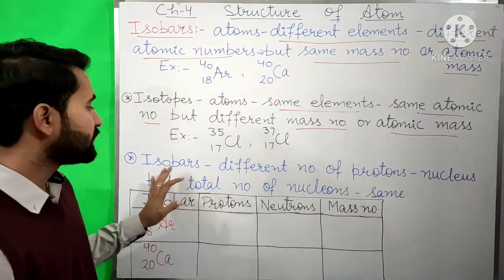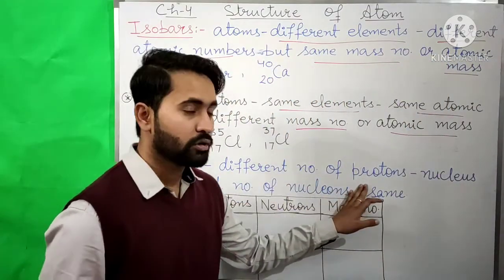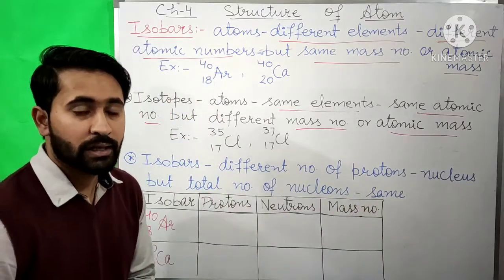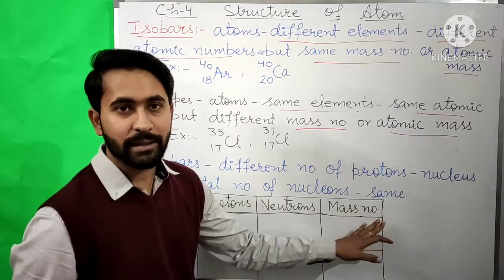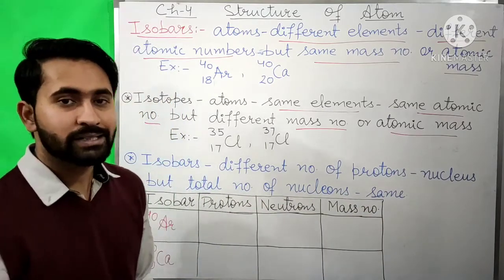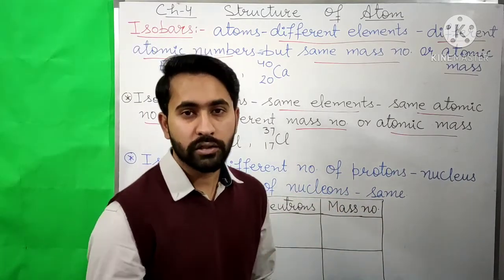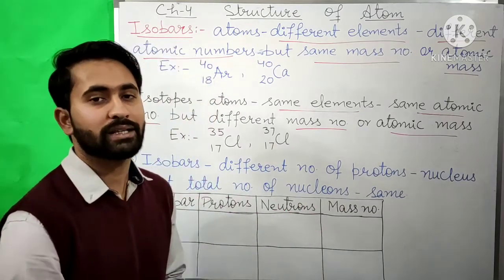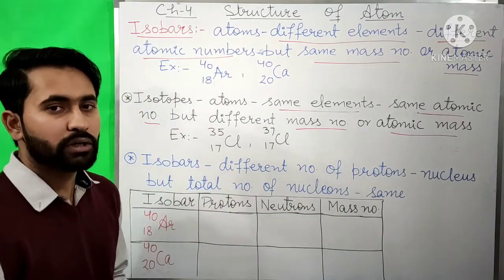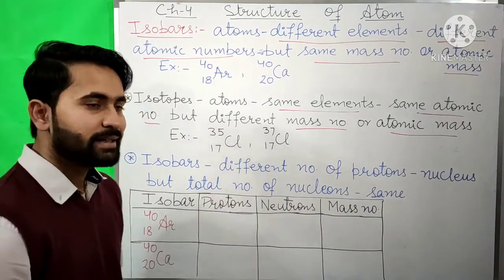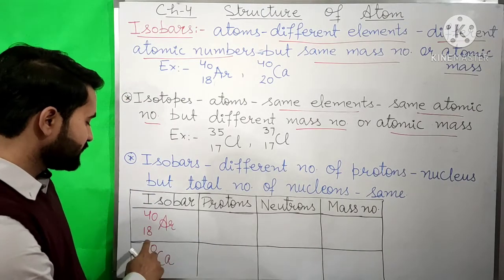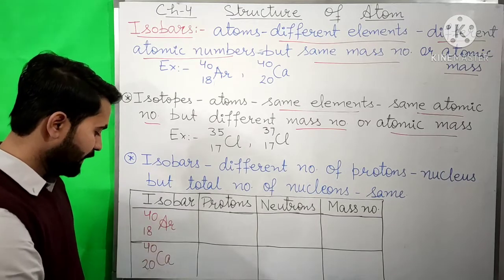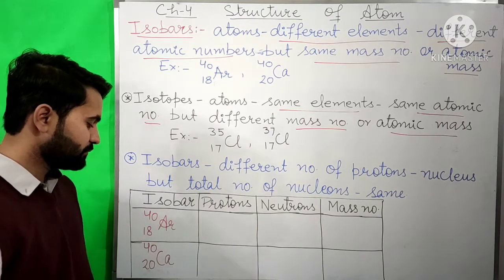Isobars have different numbers of protons in their nucleus but the total number of nucleons is the same. Nucleons means the protons plus neutrons, they both together are known as nucleons. Now let's see the example of these two isobars, that is 18Ar40 and 20Ca40.